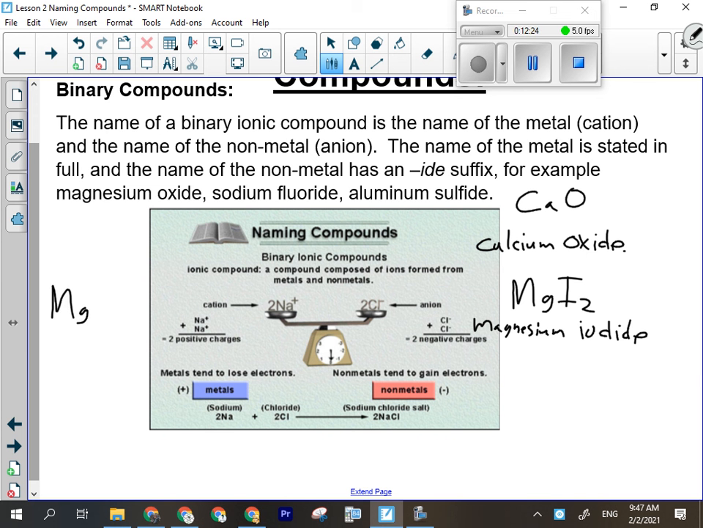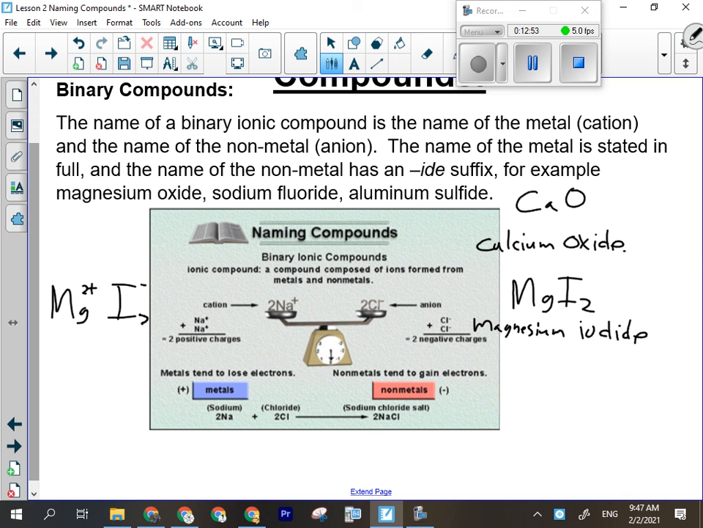Magnesium gives up 2 electrons when it gets into a compound. Its outer shell has 2 electrons that it needs to get rid of. Iodine can only take on 1 electron. So when magnesium and iodine go together, there are going to be 2 iodines for every magnesium in order to make it work. You guys remember the drop and swap? That's why we do the drop and swap.